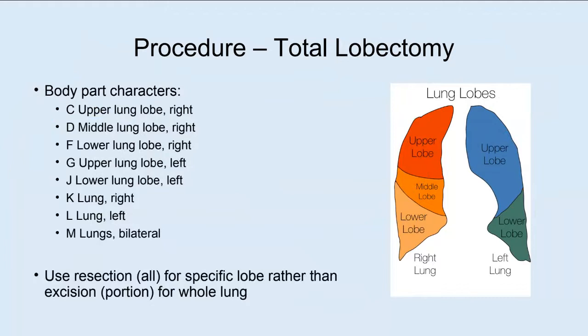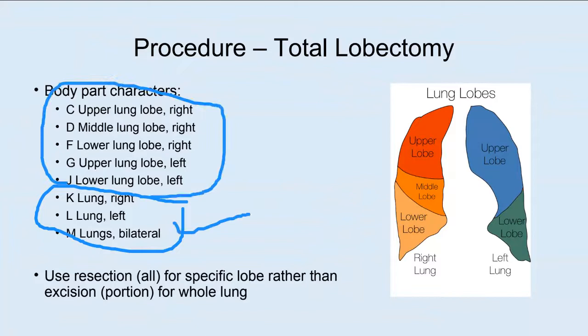So there are body part characters for different parts of the lungs, and here they are, C, D, F, G, J, and then you have right lung, left lung, both lungs. So these are very specific, and these not so much. So using resection for a specific lobe rather than excision or portion of the whole lung, because it's just more specific.